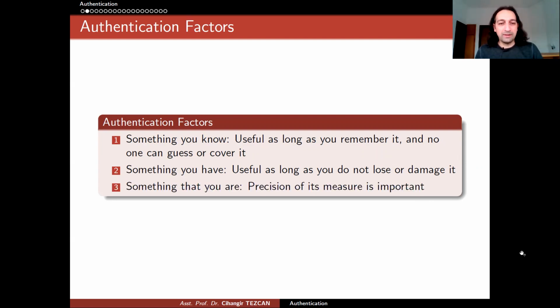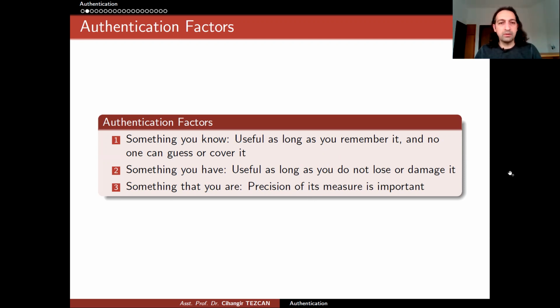And if you look at something that you are, in this case, the precision of its measure is important. So I'm trying to explain here that all of the scenarios have some problems. And in this case, precision is very important, and it is actually how you measure it.